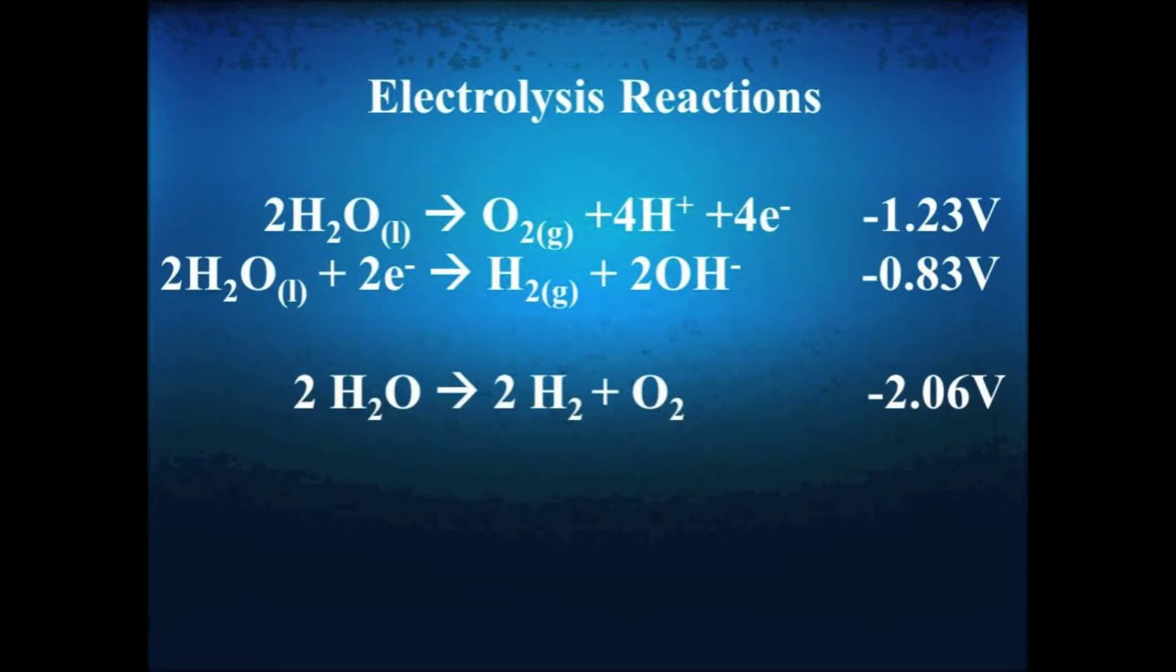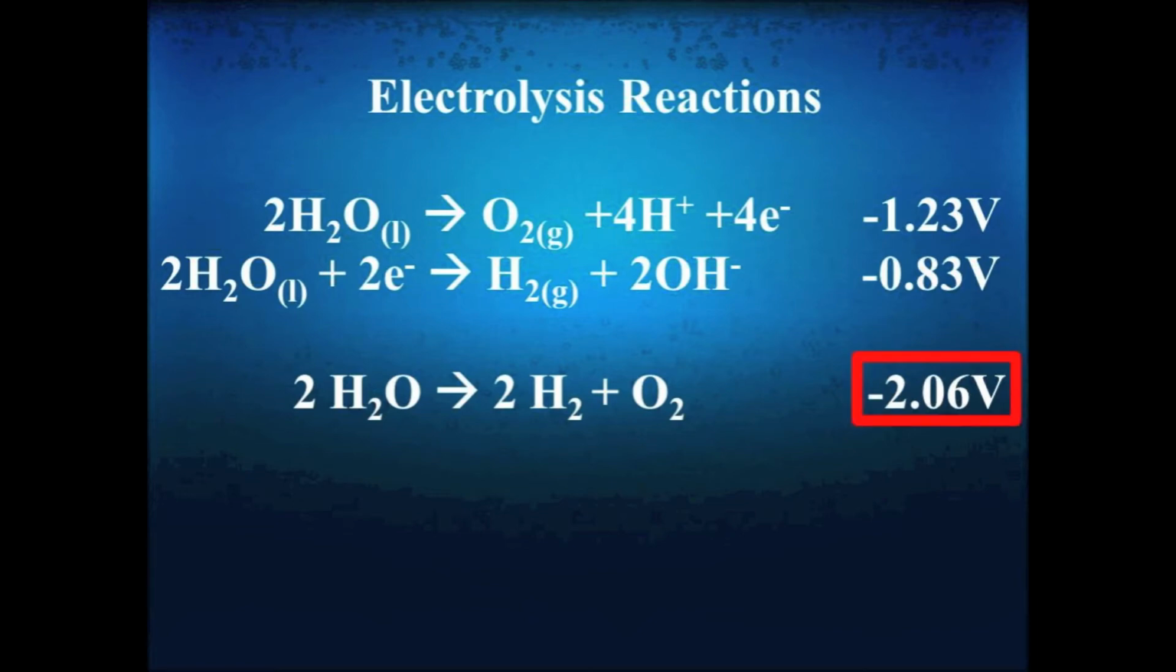These are the electrolysis reactions. The first one is for the production of oxygen. Then comes the production of hydrogen. Lastly is the overall reaction of the water molecules. As you can see in the oxygen reaction, the oxygen is being oxidized from -2 to 0. In the hydrogen reaction, the hydrogen is reduced from 1 to 0.